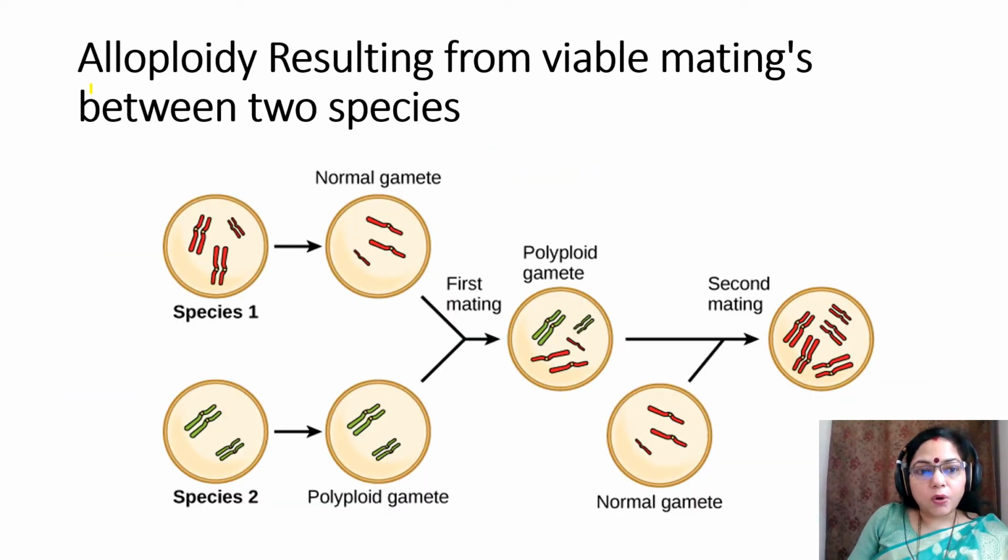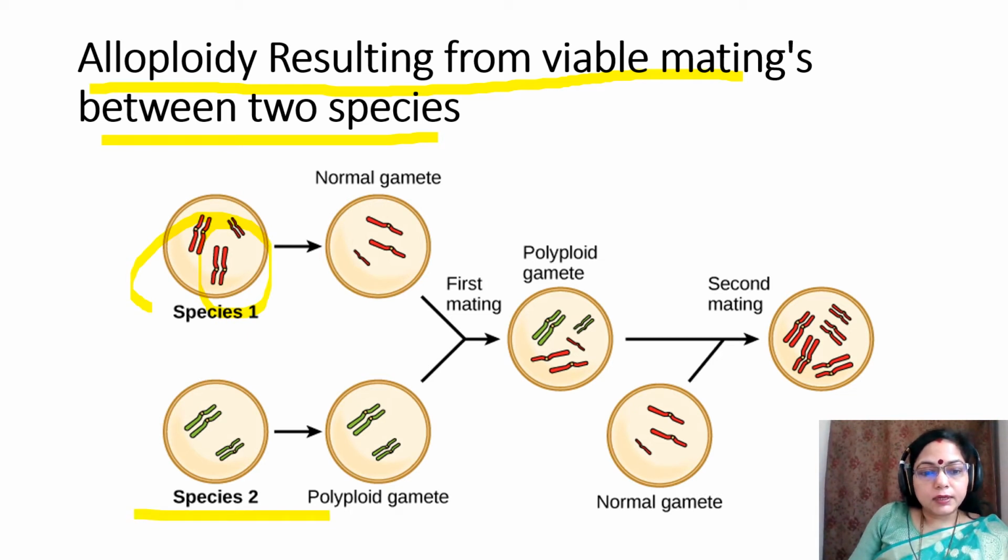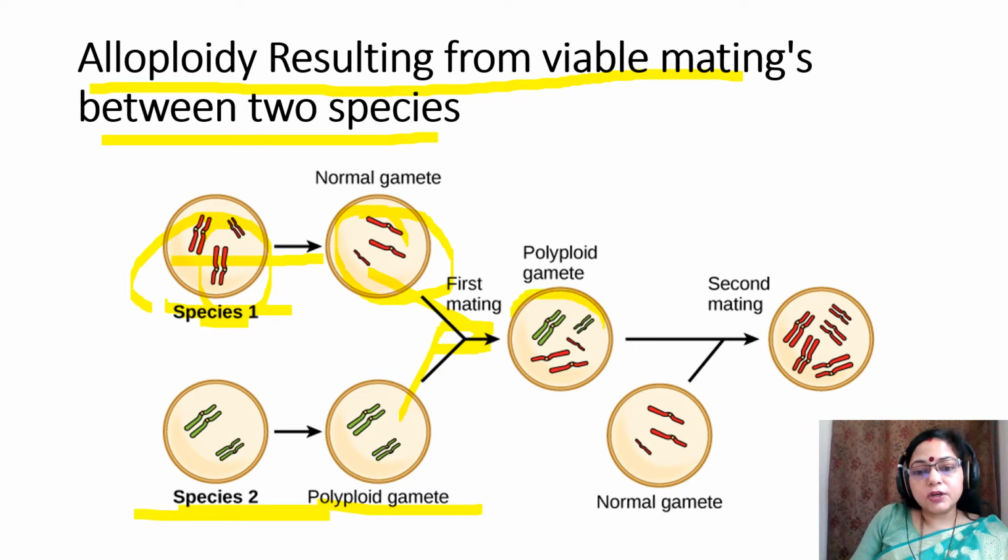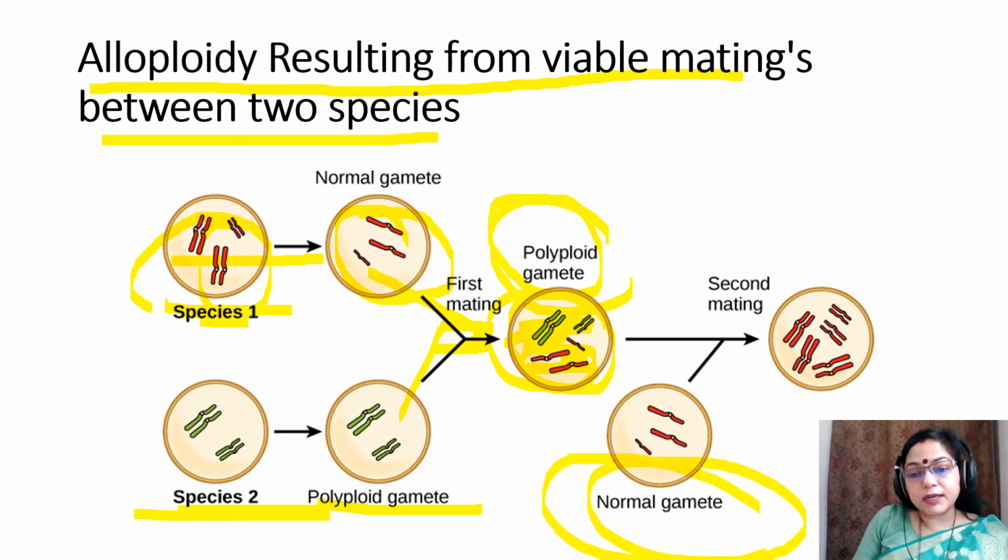Let us see how allopolyploidy results from viable mating of two different species. Here it is species 1 and here it is species 2. In species 1, meiotic division produces normal gametes, and in species 2, polyploid gametes are produced. If they are crossed, then in the first mating we get a polyploid gamete, which is of two different types, from species 2 and from species 1. Again, when we mate this polyploid gamete with a normal gamete, what can happen? In the second mating, we can get a polyploid.